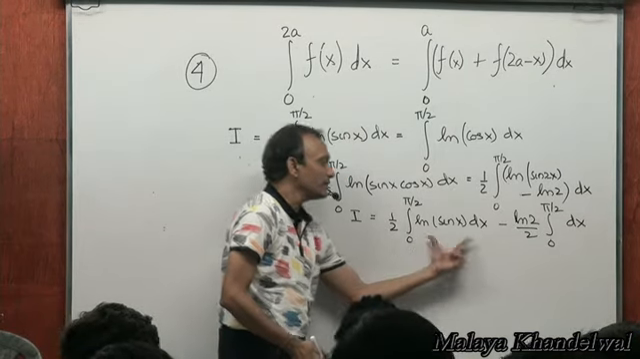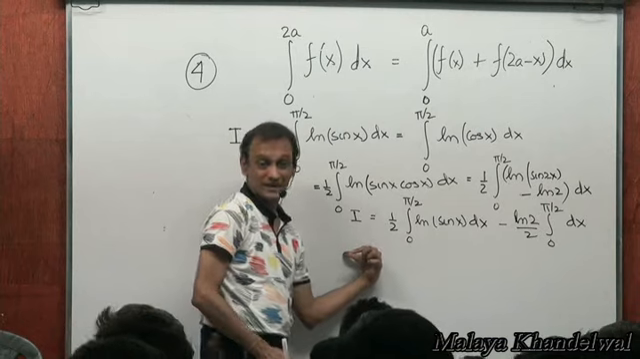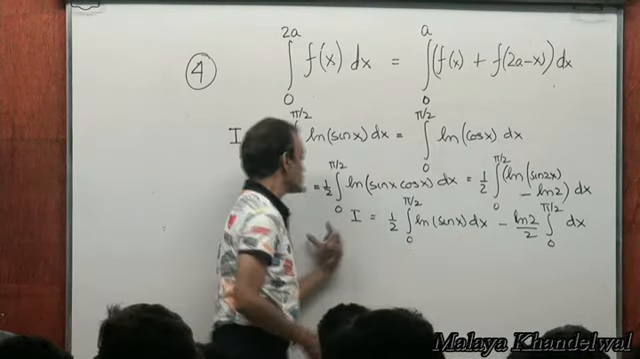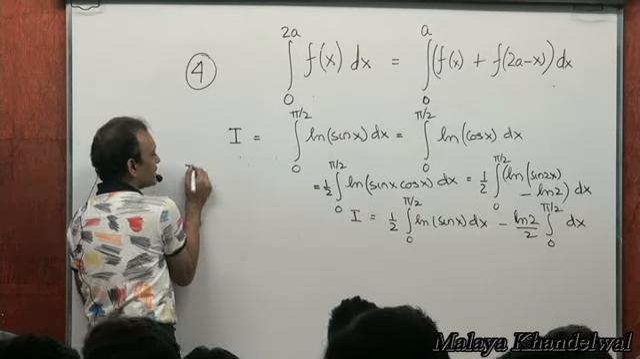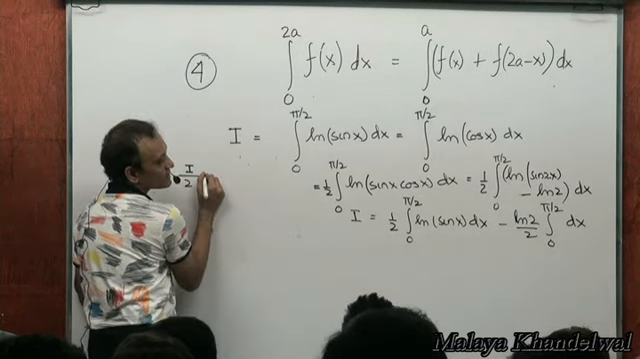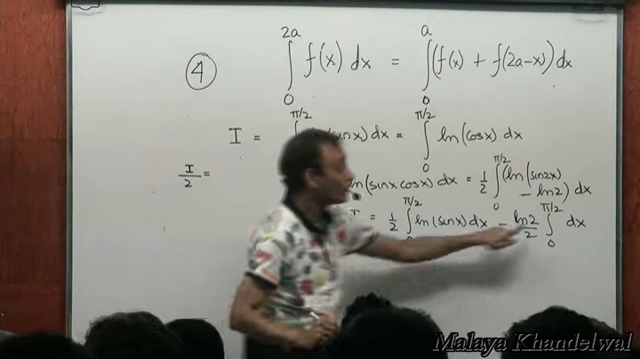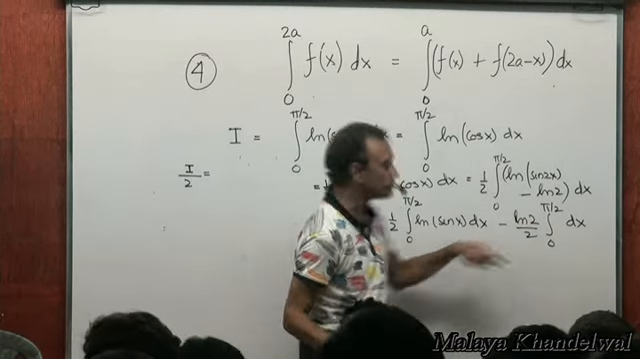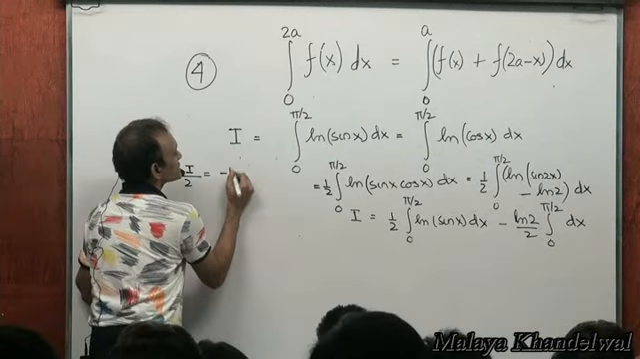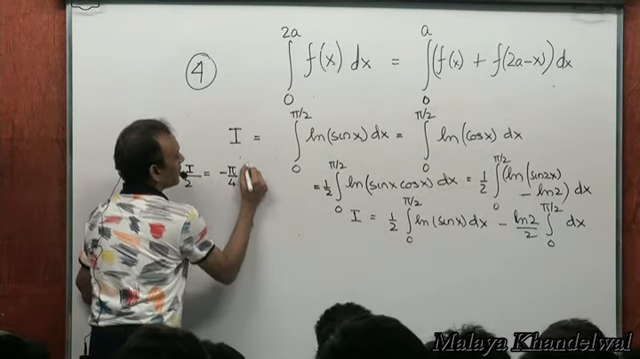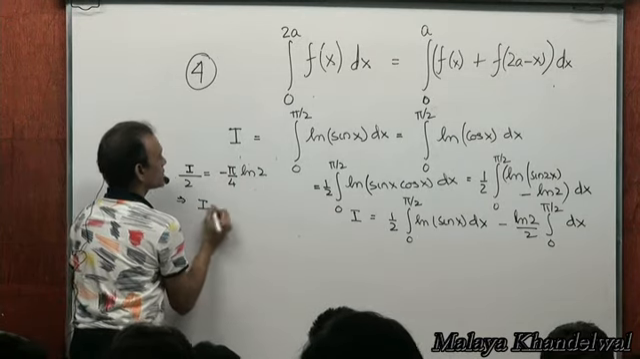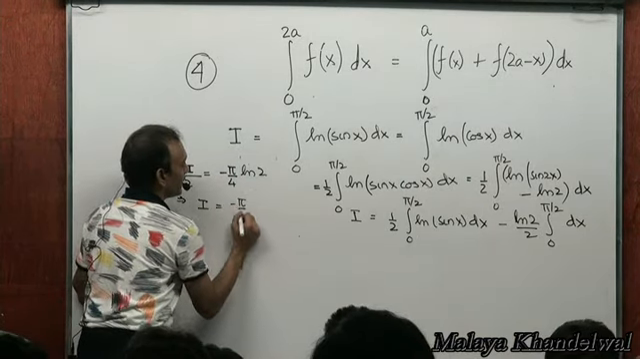So I minus I by 2, that makes it I by 2. This is I by 2, isn't it? This whole thing is I by 2. So I minus I by 2, that makes it I by 2, is, this will be pi by 4 ln 2 minus pi by 4 ln 2, right? Is minus pi by 4 ln 2. So I then becomes minus pi by 2 ln 2.